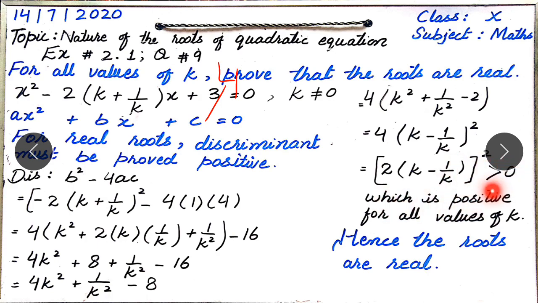So if it is a perfect square, or greater than 0, it will be positive for all values of k. So if the discriminant is positive, the roots can be real. Here it is given that k should not be equal to 0. Of course, if instead of k you put 0, then 1 upon 0 will result in undefined or infinity.